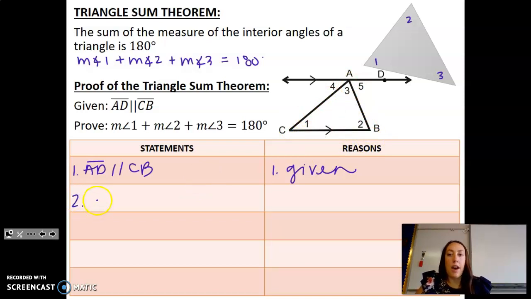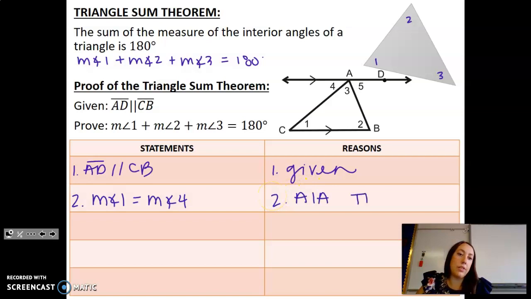So first off, I know angle 1 is going to be equal to angle 4 because those guys are alternate interior angles. So by the alternate interior angle theorem, those guys are going to be congruent to one another. I can say the same thing about the measure of angle 2 and the measure of angle 5. Those guys are alternate interior angles as well.